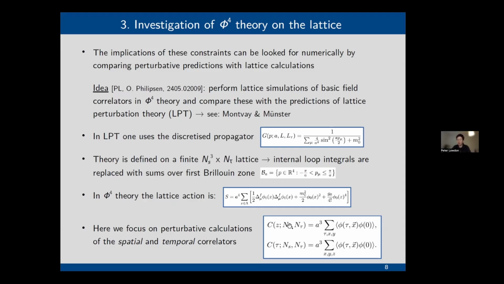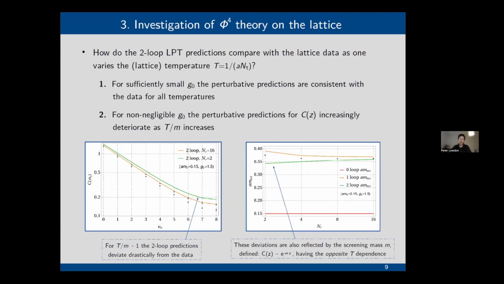And for the purposes of our interest, we focus on these two correlators, the spatial and the temporal correlator. For the spatial one, you sum on the lattice over the imaginary time and 2 spatial directions. And in the temporal correlator, you sum over 3 spatial directions, or in the continuum you'd integrate in this case. These are the 2 correlators that we're interested in. What we do is compute the predictions of this using lattice perturbation theory, and we compare it to lattice simulation data. And we look to see what happens as we increase the temperature.